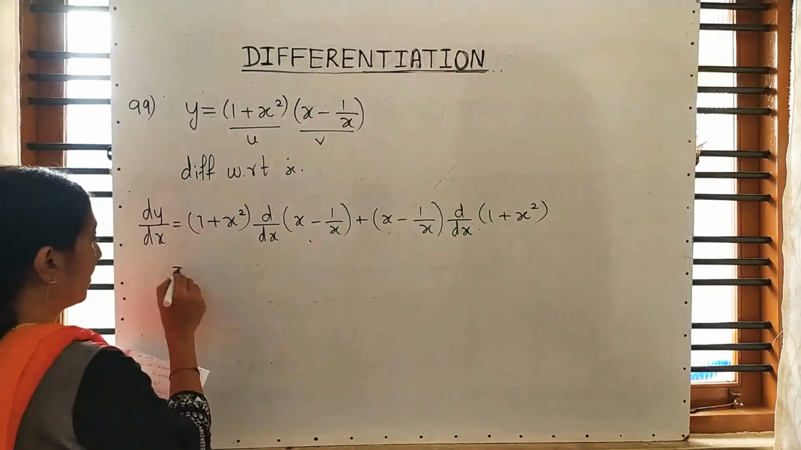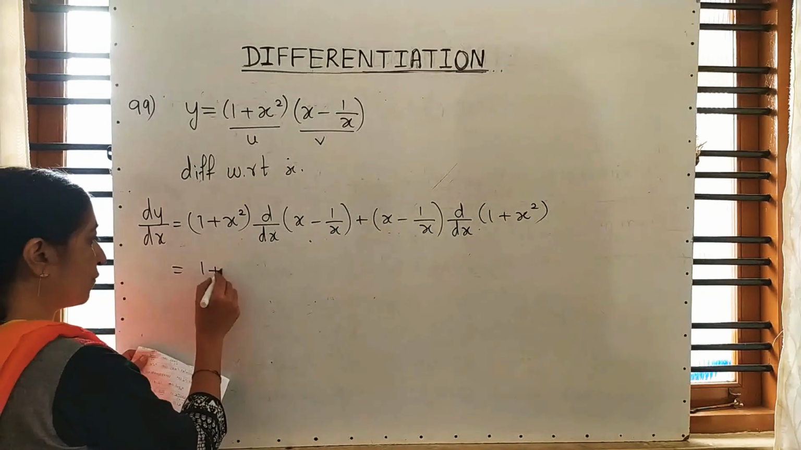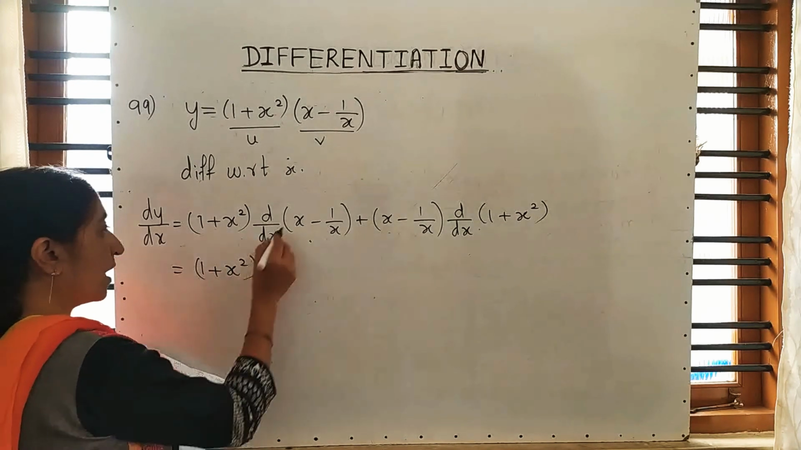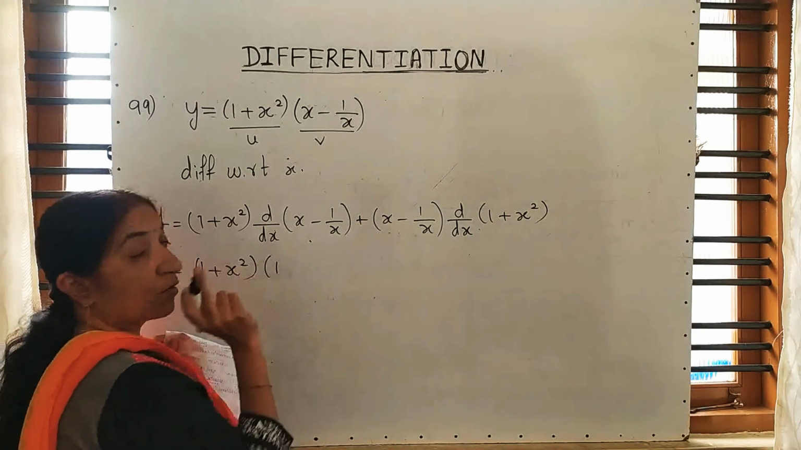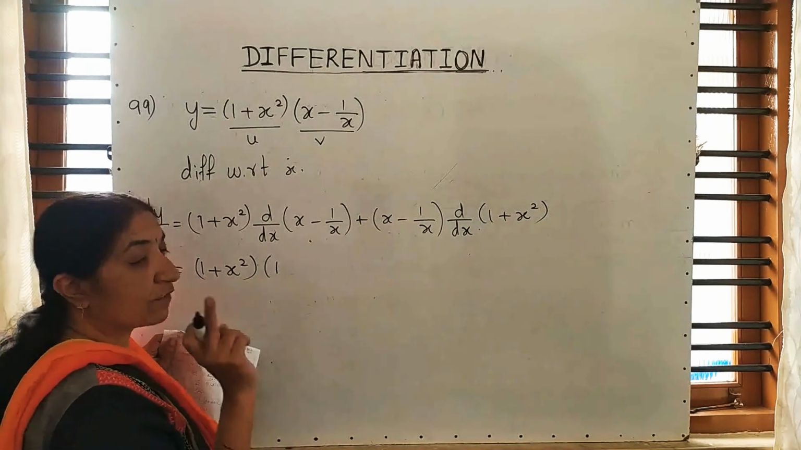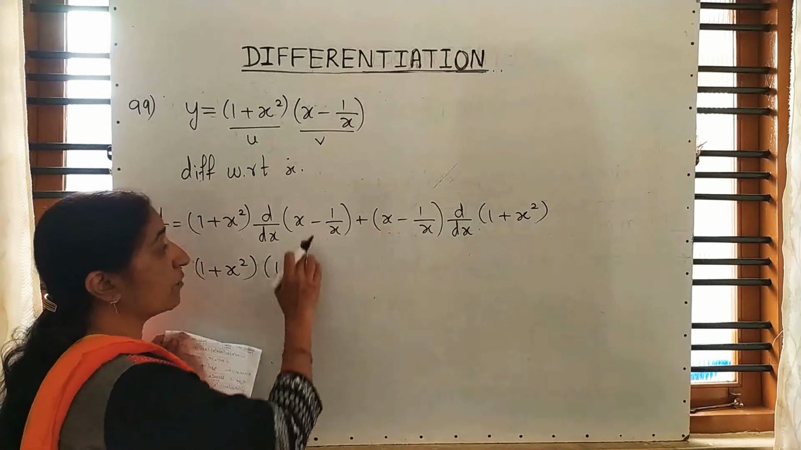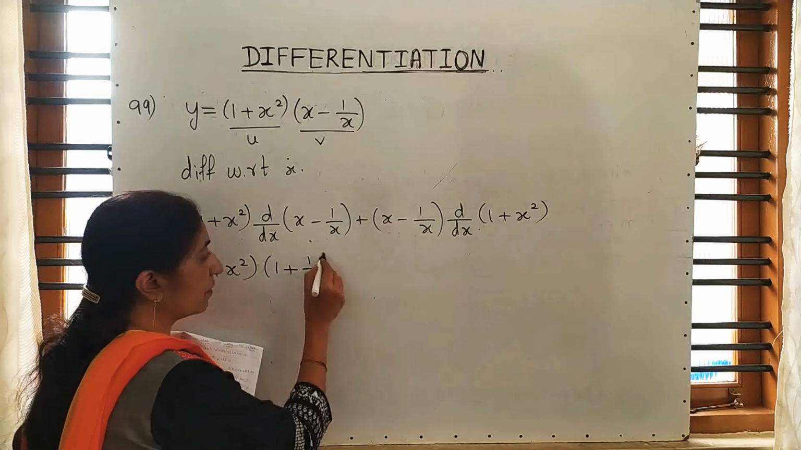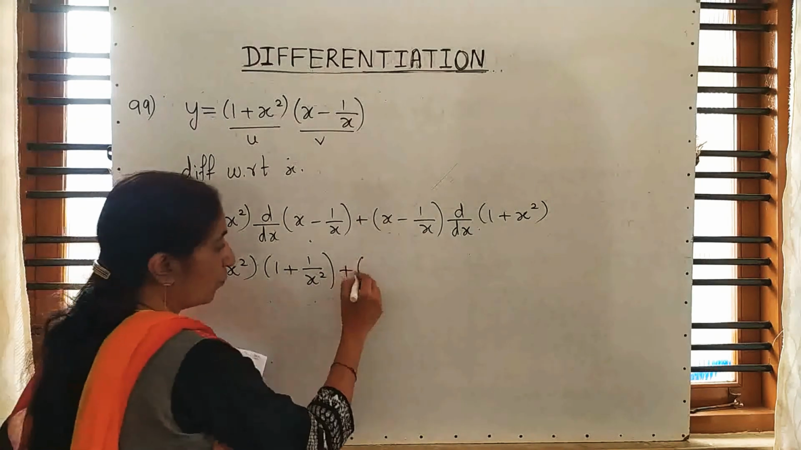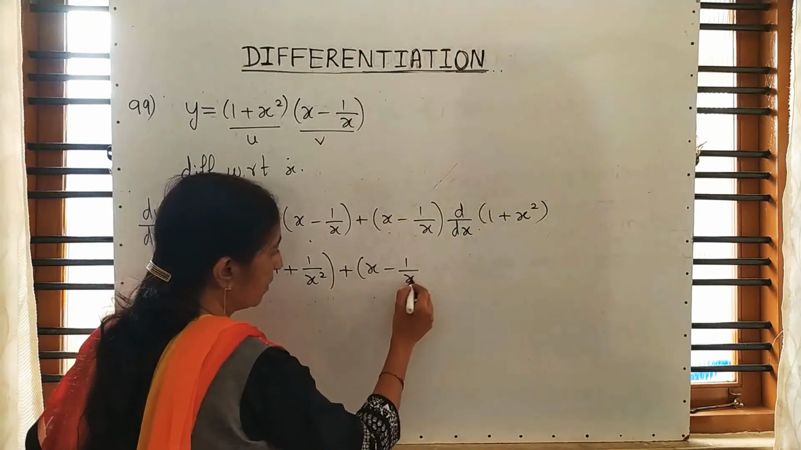So already you are familiar. The term before differentiation we have to keep as it is. And here, what is the differentiation of x with respect to x? 1. What is the differentiation of 1 by x? Differentiation of 1 by x is minus 1 by x square. It is already minus, so it becomes plus. And this is before differentiation, so keep as it is.